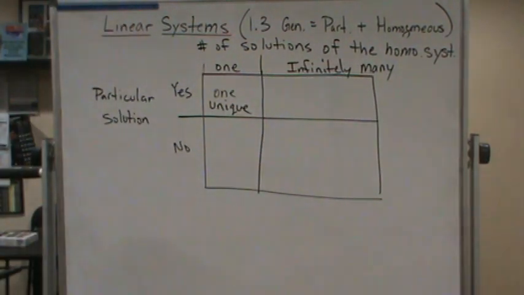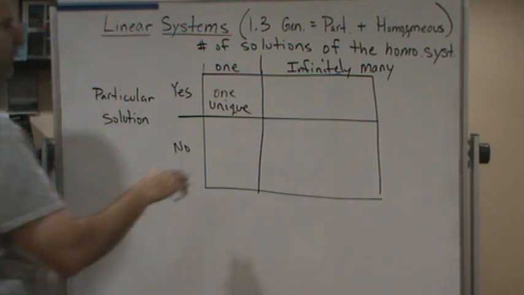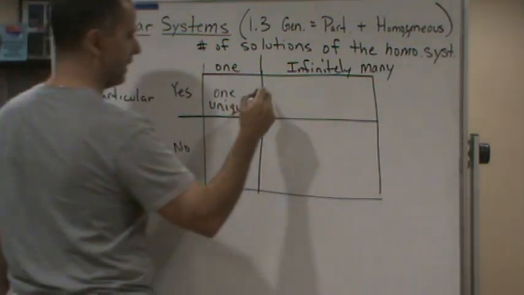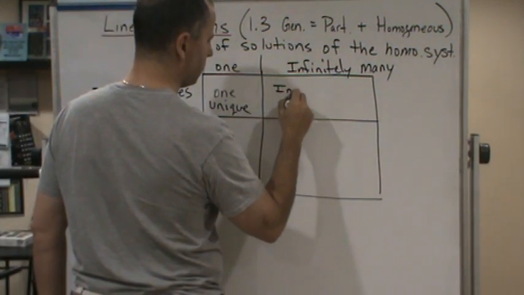Okay? Now, what if you have a particular solution and infinitely many solutions of the homogeneous system? Well, in this case here, you're going to have infinitely many solutions.